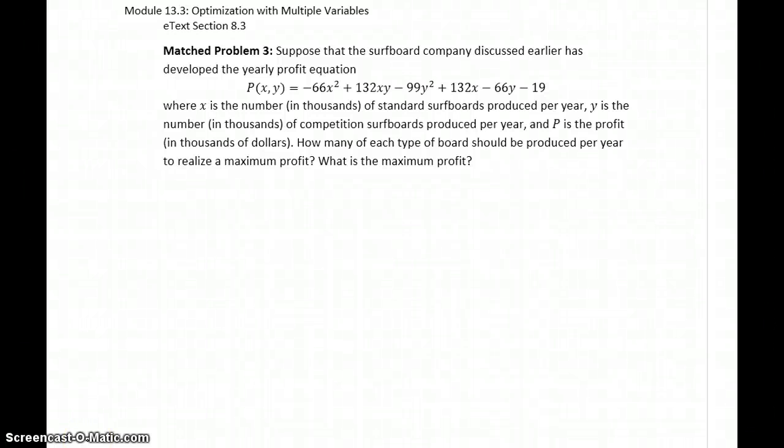In math problem 3, we're coming back to this surfboard company that a lot of these math problems keep referring back to. So now what they've done is established a yearly profit equation. X is the number of standard boards, Y is the number of competition boards. What we want to find out is how many of each type of board should be produced to realize their maximum profit, and actually come up with that maximum profit.